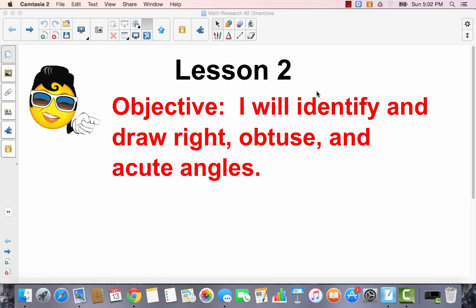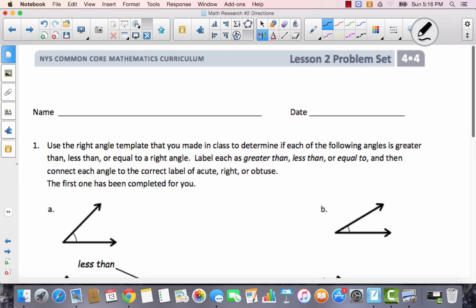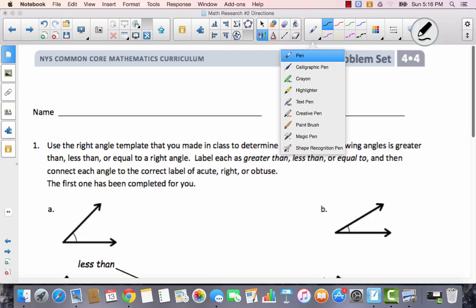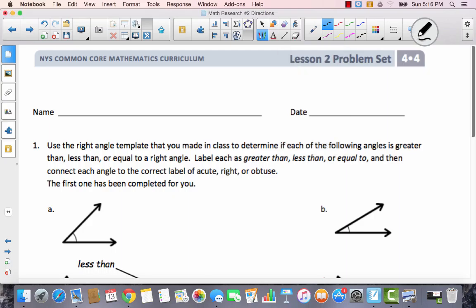I will identify and draw right, obtuse, and acute angles. This sheet's pretty easy. It's basically just matching. So go ahead and see if you can't match all of the angles and then come back and check. So for this time, I want you to try to do this all by yourself. I'm going to go ahead and pause the video and then we're going to come back and discuss it.